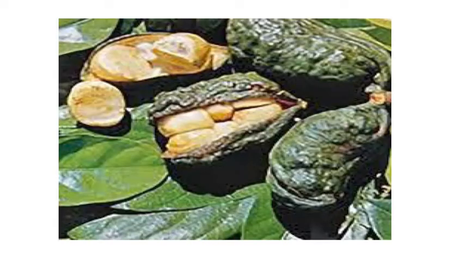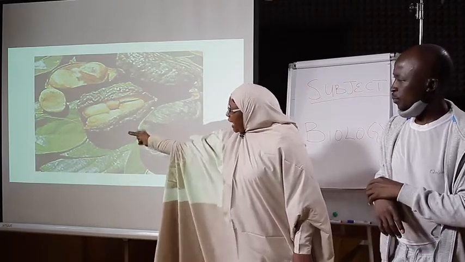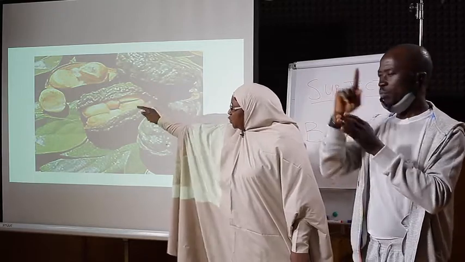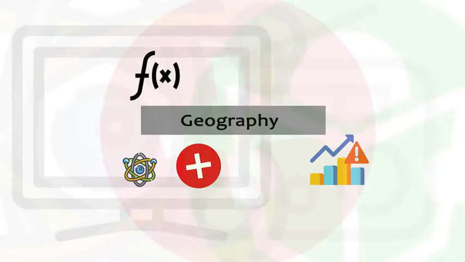And then for those of you that are watching, we have a picture of the kola nut on the screen. It shows how the pericarp opens on one side, and you can see the seeds of the kola inside the pericarp.